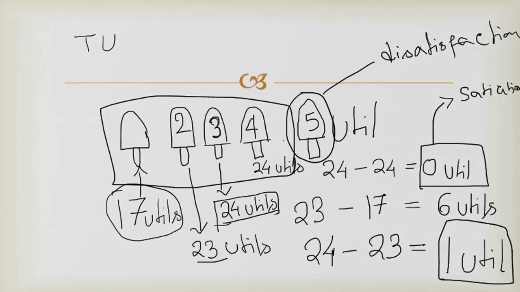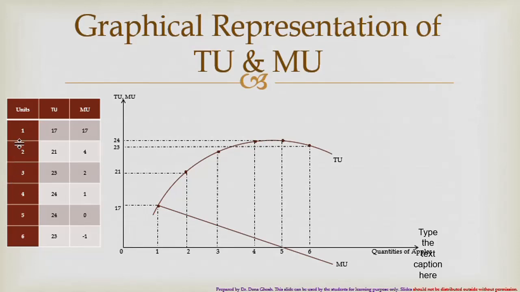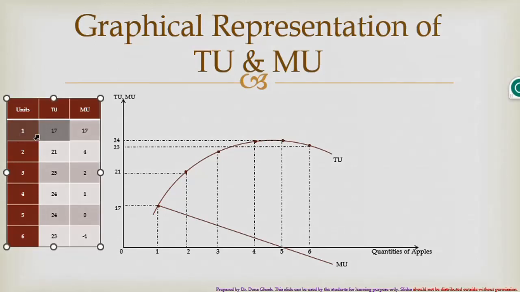This information, if we plot in one table, we get a table like this. If you look at the first unit, total utility is 17 and the marginal utility is also 17. On the graph you can see the same: for the first unit, at this point, the 17 utils is the satisfaction the consumer achieved, and the corresponding unit is the first unit.